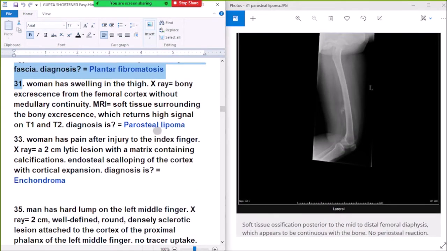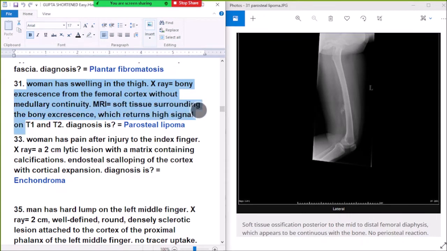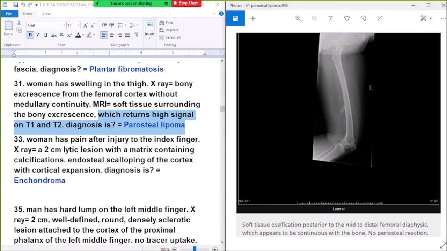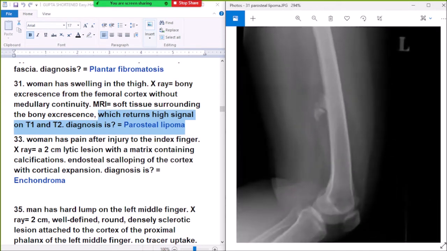Question number 31. A woman has swelling in the thigh. X-ray shows bone excrescences from the femoral cortex without medullary continuity. MRI shows soft tissue surrounding the bony excrescences, which returns high signal on T1 and T2, diagnosis parosteal lipoma. The soft tissue ossification appears in the mid to distal femoral diaphysis, with no periosteal reaction. This is parosteal lipoma.